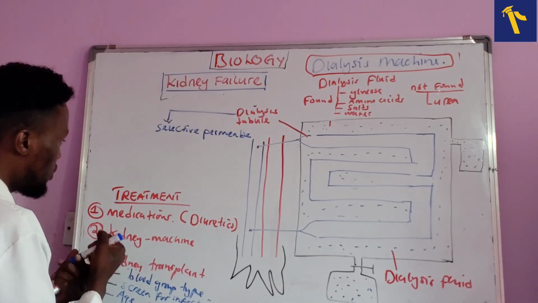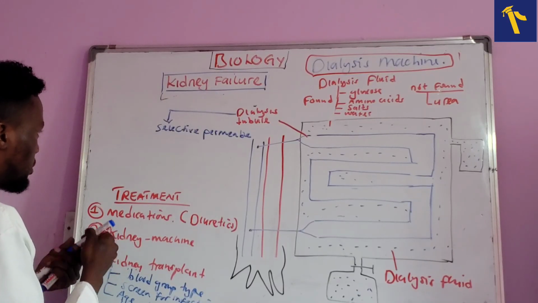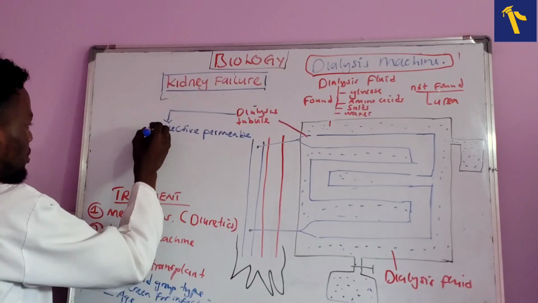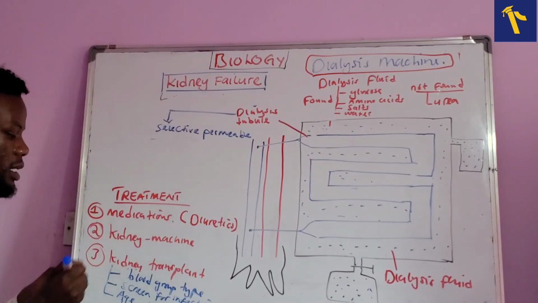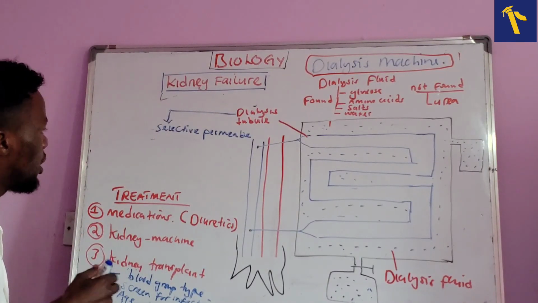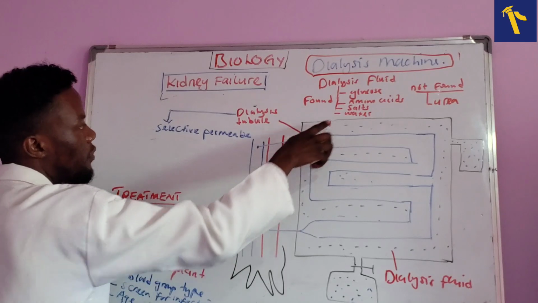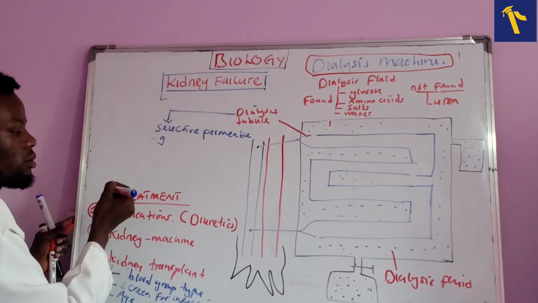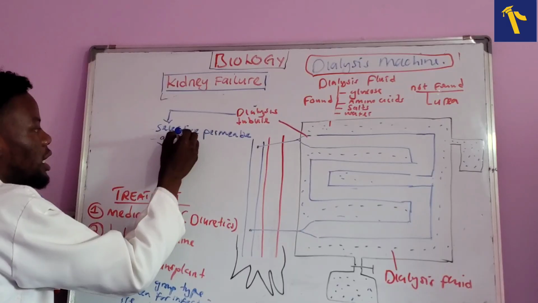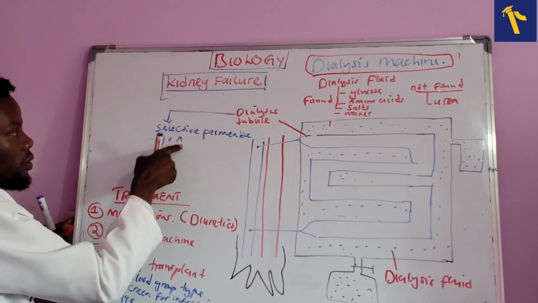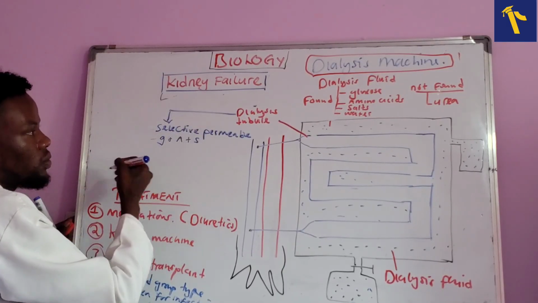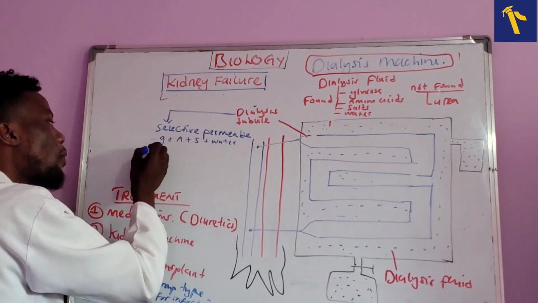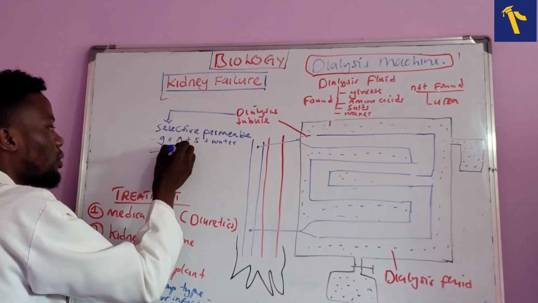So in this tubing, what can you find? Okay, so apart from being selective permeable, what can you find inside this tubing? You can find a lot of things. You can find glucose. So let us try to name this. We can find glucose. What else? You can find amino acids. So glucose, amino acids. You can find salts. You can also find water. But also you can find urea.